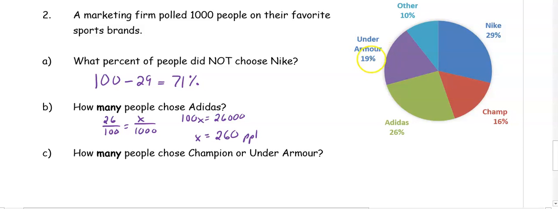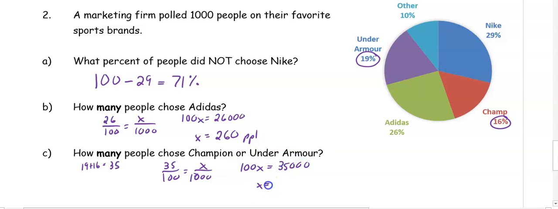Well, Under Armour was 19% and Champion was 16%. So if we add 19 plus 16, we get 35%. So we have 35 out of 100 equals x over 1,000. We cross multiply, 100x is equal to 35,000. We divide by 100, we get 3,500 people.